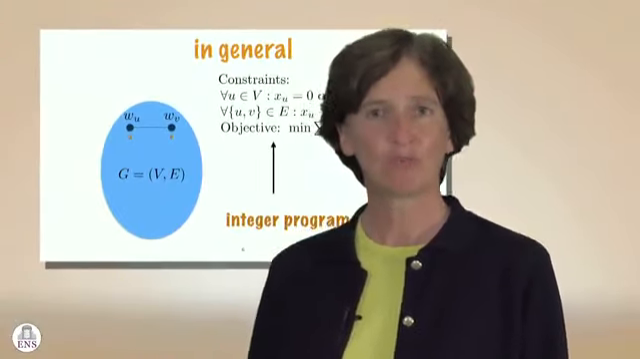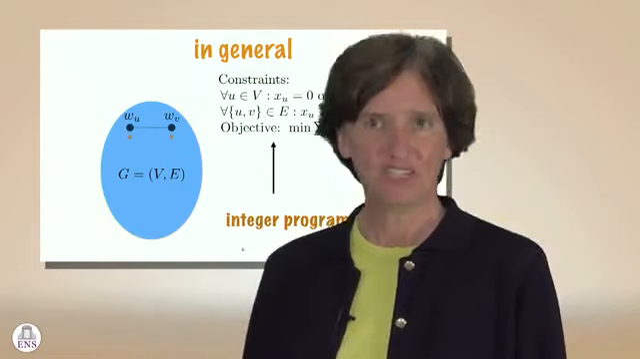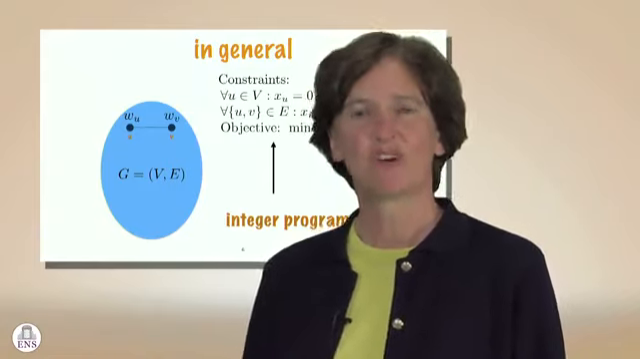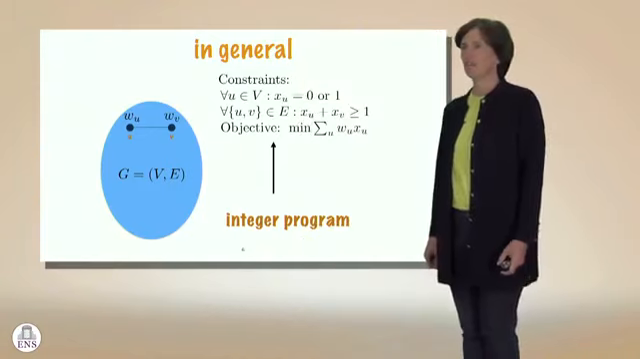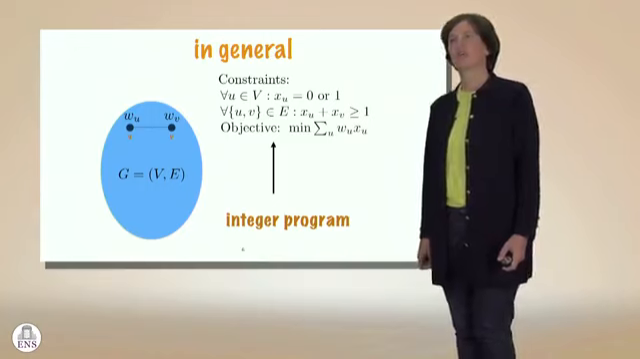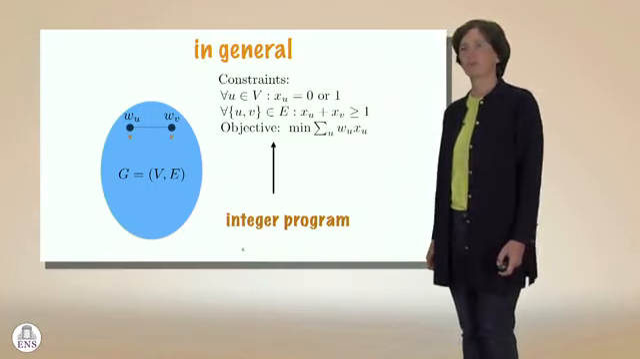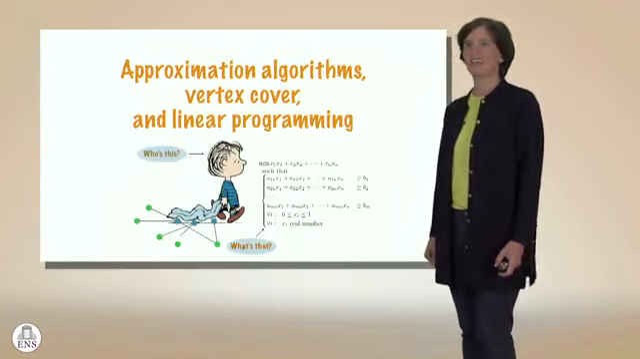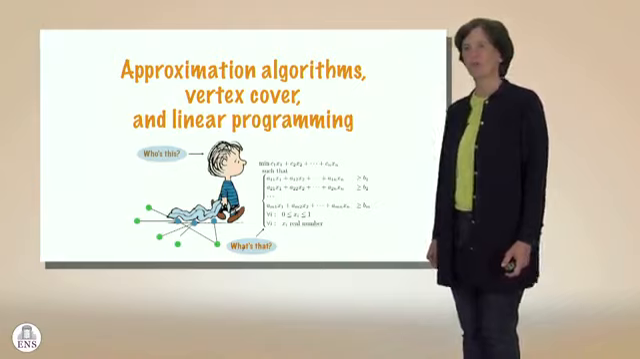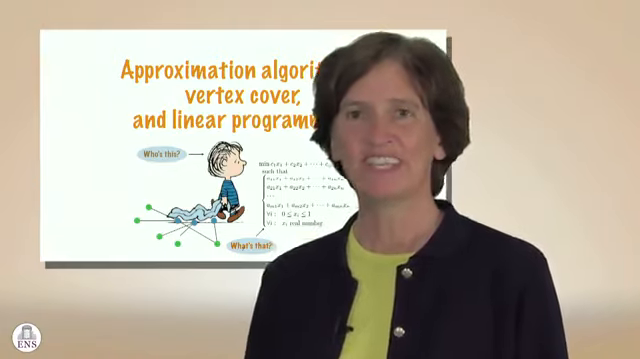There's a one-to-one correspondence between vertex covers and assignments of the variables that satisfy all the constraints. And the value of the vertex cover is the objective value of the corresponding assignment. Thus, I have given you an integer program that is a formulation for the vertex cover problem. Now, we are going to see a linear programming relaxation for vertex cover.